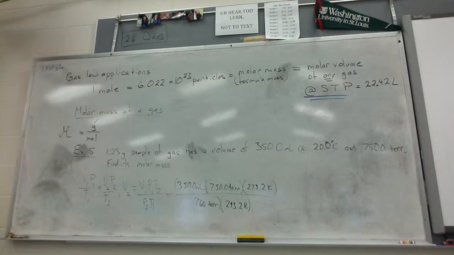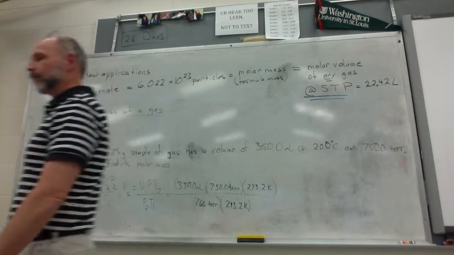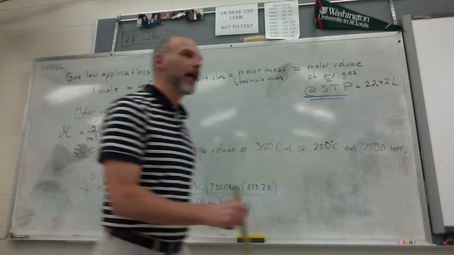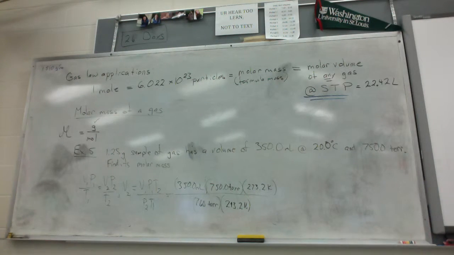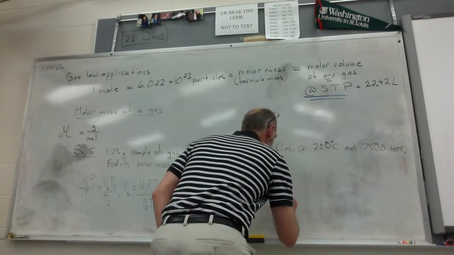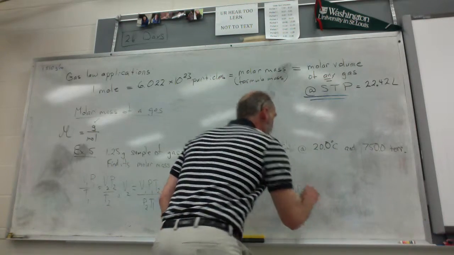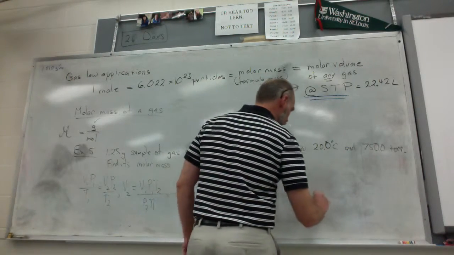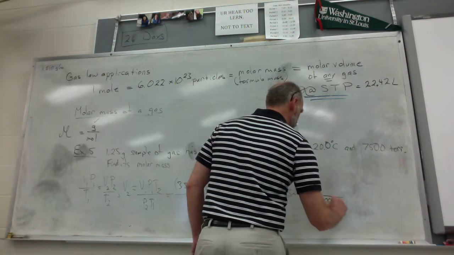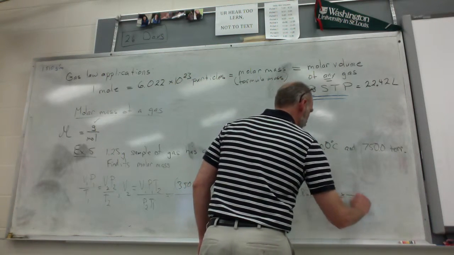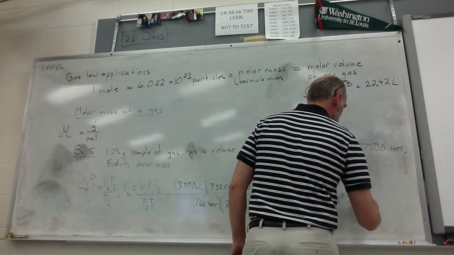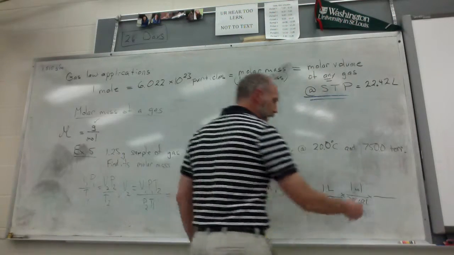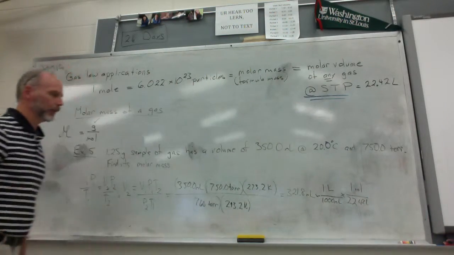Okay. All right, anybody have a volume here? It's going to be less than 350. Both changes give us a smaller volume. Does anybody have that volume? 321.8, you say. Now, that is at STP. So, first thing we have to do is convert that to liters. Then, we can use the molar volume, 22.42 liters per mole. Then, that gives us a number of moles, whatever that happens to be.